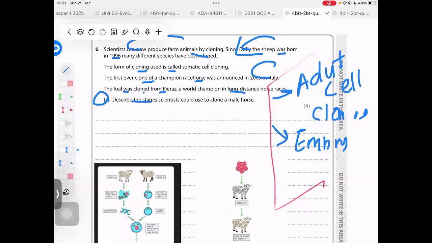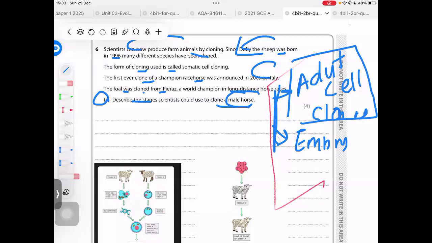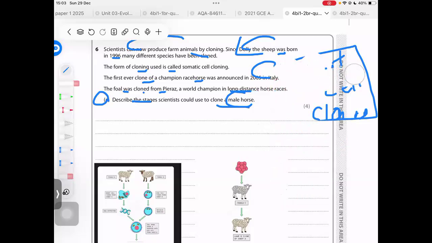When they say they are using a male horse, they are using an adult. They are not using a little baby, right? A male horse means that is an adult. So here they are using the adult cell cloning process, not the embryonic. By looking at the question, I understood which cloning process they are using. In our syllabus, we are learning the adult cell cloning process. Have you done that in school?